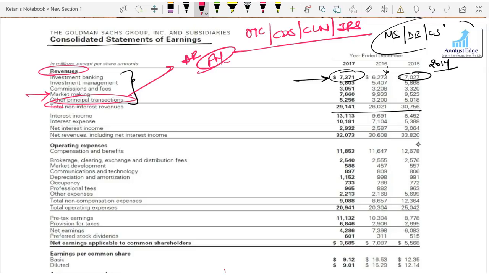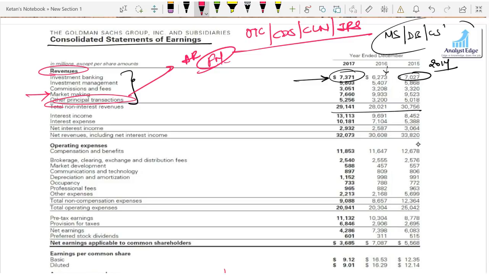But yeah, the first four, like investment banking, management commissions and fees, and market making, are predominantly the four main sources of earning its bread and butter. Okay, fair enough. Now we will not get into the numbers or check the annual report, because I want to keep this session short and sweet. I just want to give you a little heads up as far as the investment bank income statement is concerned.